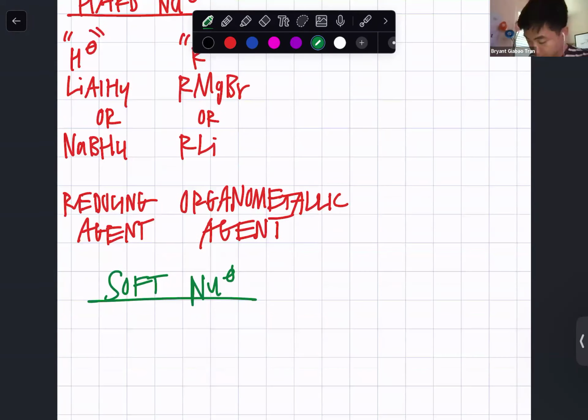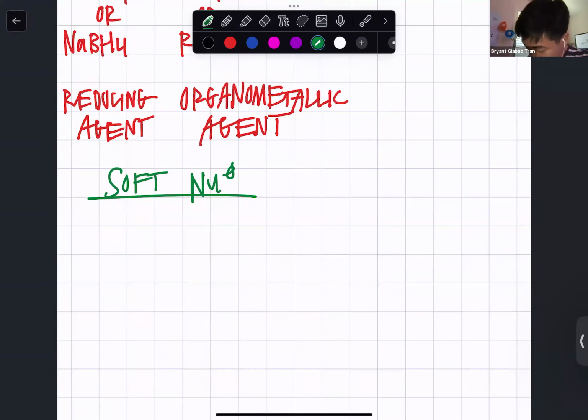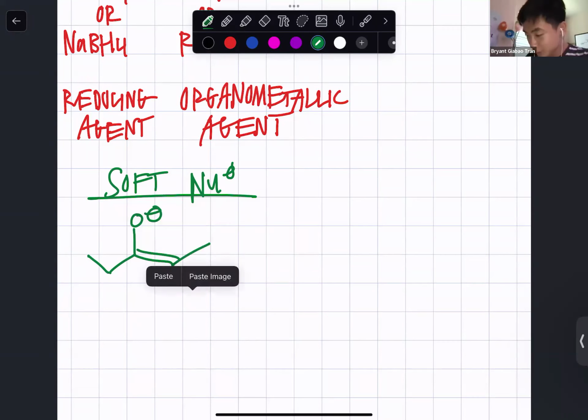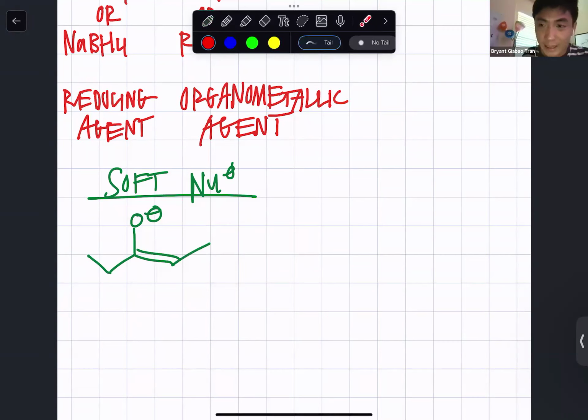Everything else are soft nucleophiles. The common ones for this chapter are going to be an enolate ion. So let's say we have this enolate ion right here. But here's a trick. Based on this structure that I just drew, what atom in this enolate ion is actually the nucleophile?